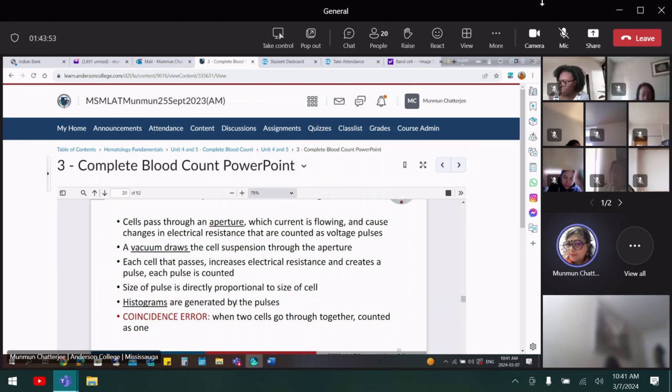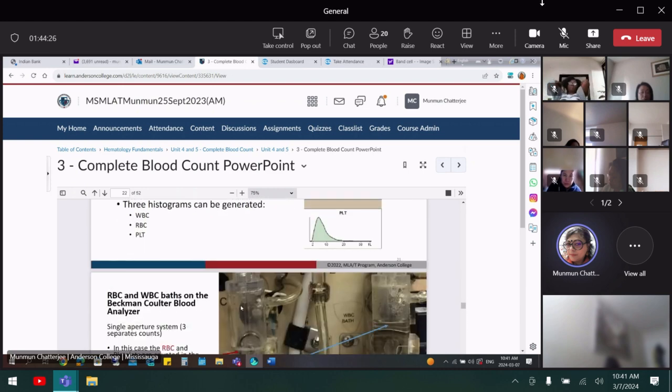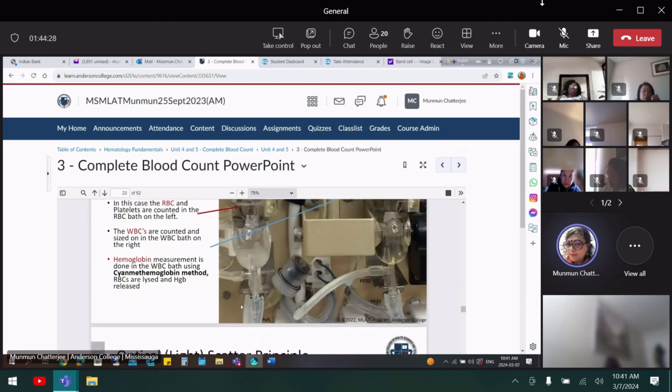But then they are going to give you the question: the height of the pulse is directly proportional to the size of the cell, or the height of the pulse will give you an indication of the size of the cell. The number of pulses is going to give you the result, how many cells are there. How are the results shown in the Coulter counter? By the histogram. Hemoglobin is measured by the cyanmethemoglobin method. Okay.